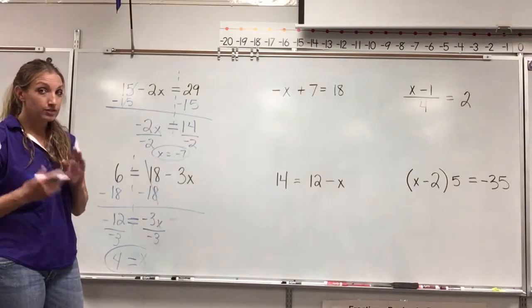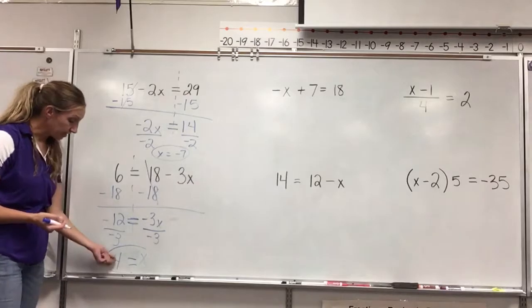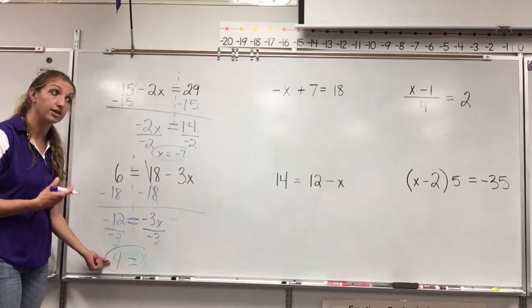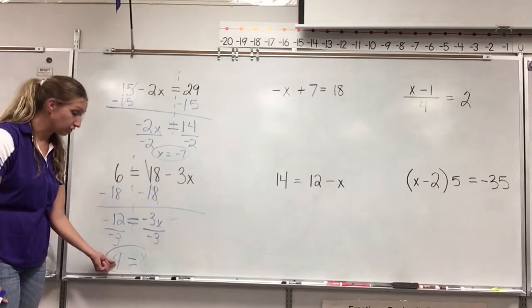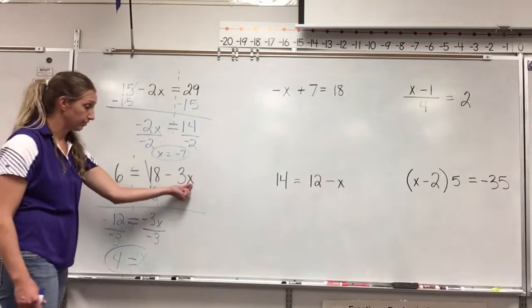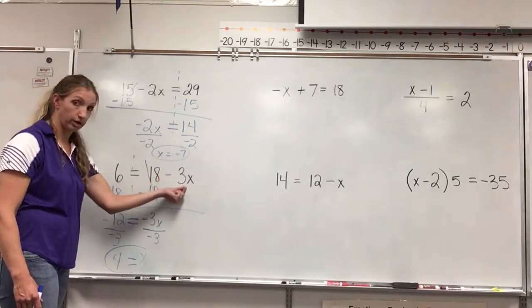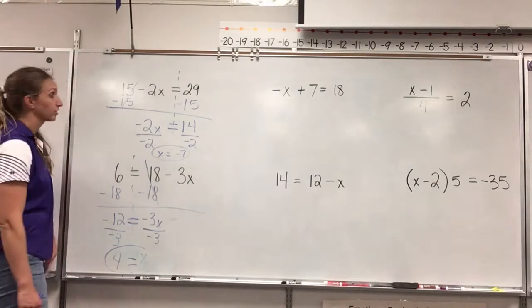Now we don't always check like we should, because I know it's kind of tedious, but we think 4 is the solution to this equation. Solution means it's the number that makes the equation true. So I could check my work and plug the 4 in. 3 times 4 would be 12, and 18 minus 12 is 6. So I know that I got it right, okay?